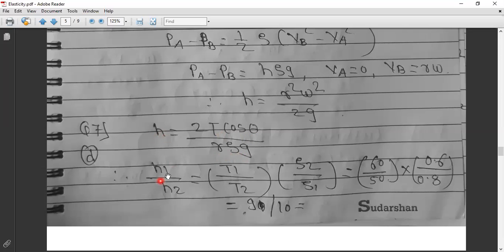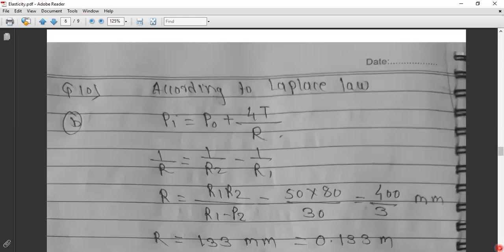Write down the ratio of height h1 by h2, directly proportional to the tension, inversely proportional to the density. So put the value of ratio of surface tension 60 upon 50 as well as ratio of density 0.6 upon 0.8. We get the final answer 9 upon 10. So correct option for question number 7 is option number D. Next one, question number 10.